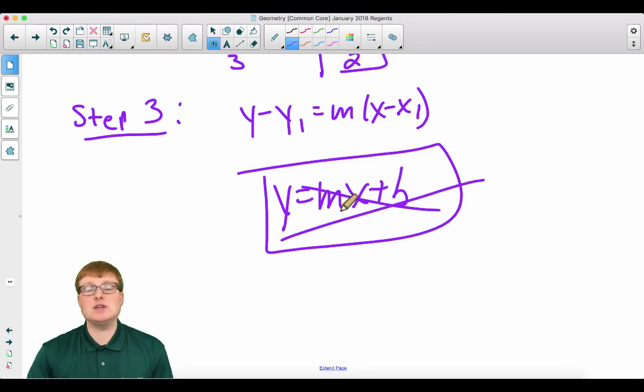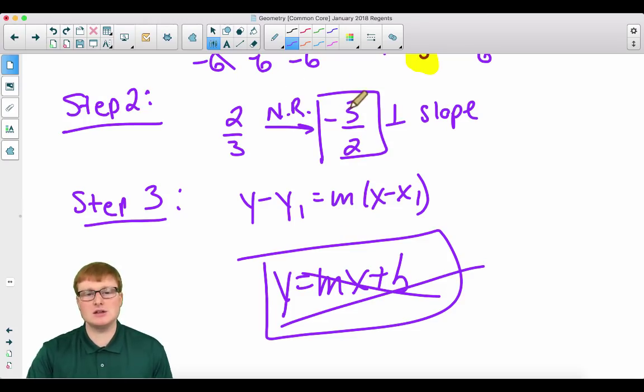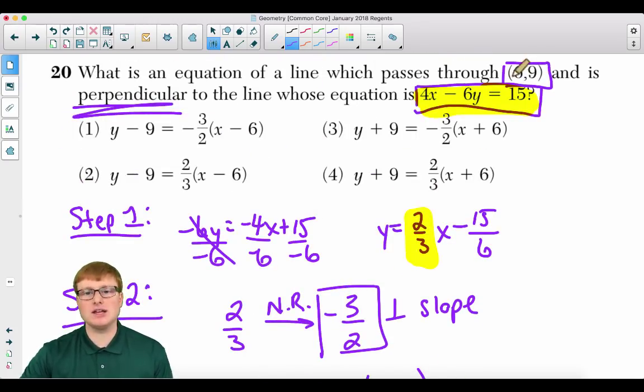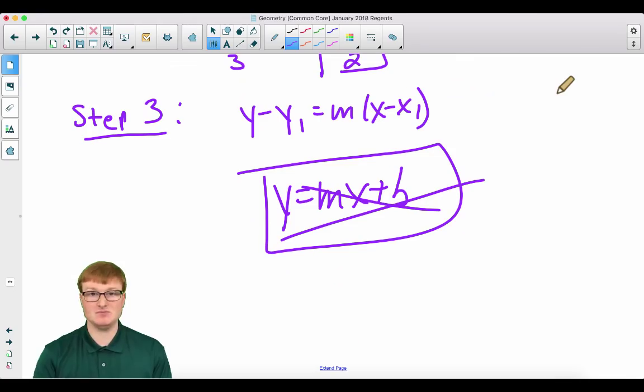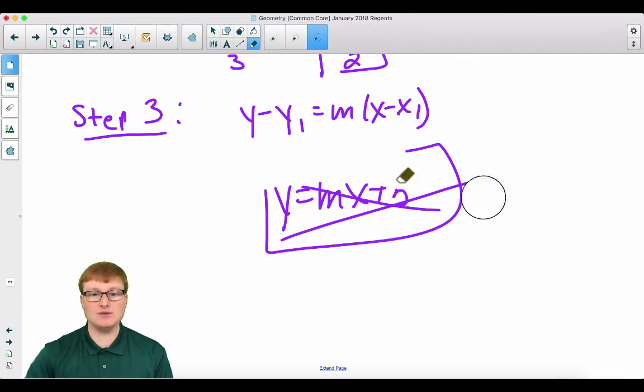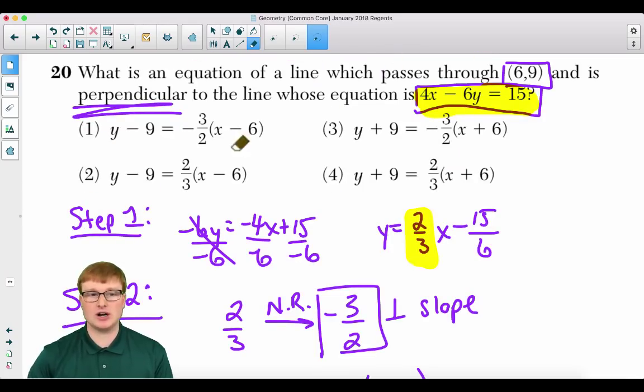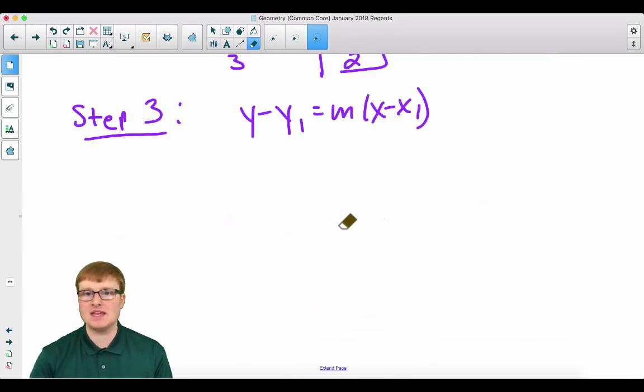You're just not going to do it. So honestly, can you use y equals mx plus b form? Of course you can. You could plug in the negative 3/2 for m, plug in x and y for 6 and 9, solve for b, then rewrite it. It's just so not worth it. And if you look a little bit closer, all of your answers are in point slope form. It's just not worth doing y equals mx plus b form.